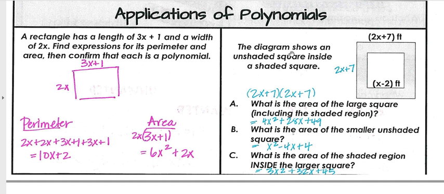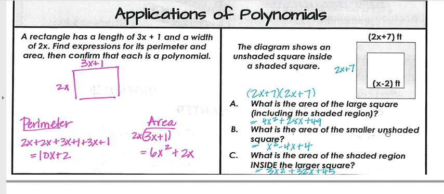Lastly, the diagram here shows an unshaded square inside of a shaded square. I know the length of this shaded square is 2x plus 7. The length of my unshaded square is x minus 2. They're squares, so remember that all the sides are the same. So if it asks me for the area of the large square, we're simply just multiplying those two sides together. So 2x plus 7 times 2x plus 7, you're going to distribute or FOIL, multiply that 2x to both terms, and then that's 7. This is that final answer.